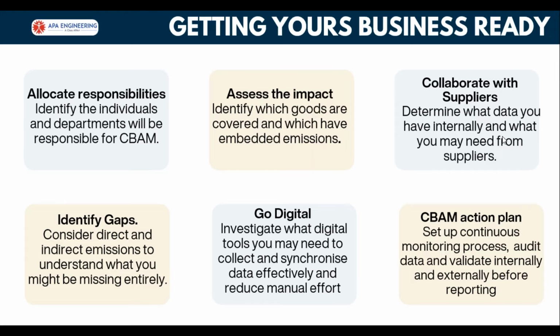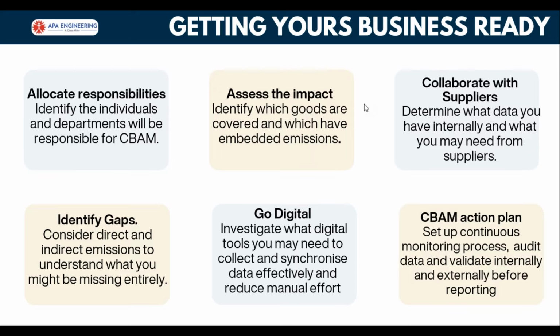So you have to do an impact assessment, and you should also collaborate with the suppliers. The suppliers, in the sense here, we call them facilities, or the installations, or the manufacturing units. We have to have a huge collaboration with them. You have to identify the gaps also. You have to consider direct and indirect emissions to know what you are actually missing. Then it is better to go digital. I don't think Excel sheets would work, because it is tough getting all information from all units, I mean your manufacturing units or installations, and maintaining them is going to get complex with Excel and other work. And then you also have to set up a CBAM action plan.